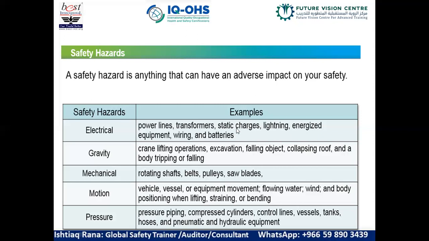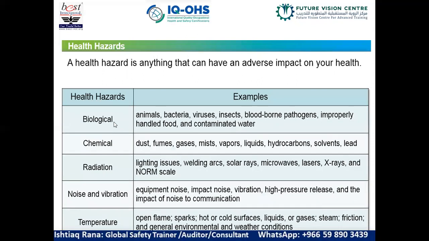Now, if we talk about health hazards, anything that can have an adverse impact on your health would be considered a health hazard. Health hazard means directly impacting or adversely impacting our health, like biological. Even this coronavirus, this COVID-19, is also a biological hazard. And biological hazards are mostly invisible. But of course, some are visible, like animals, bacteria, viruses, insects, blood-borne pathogens, improperly handled food, and contaminated water. These are examples of biological hazards.